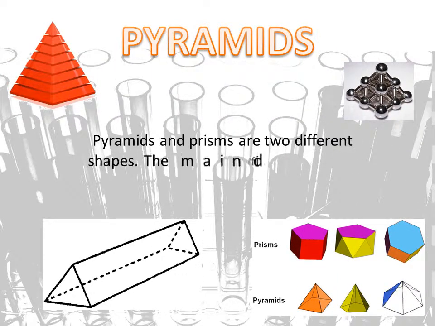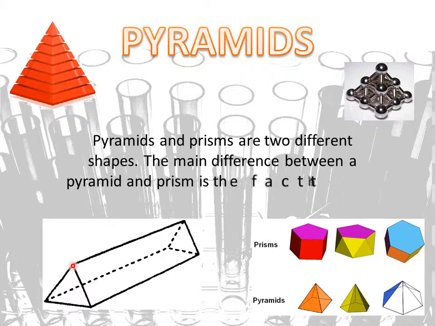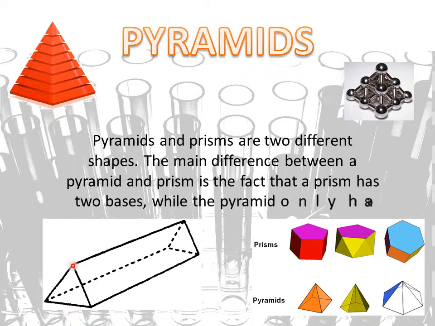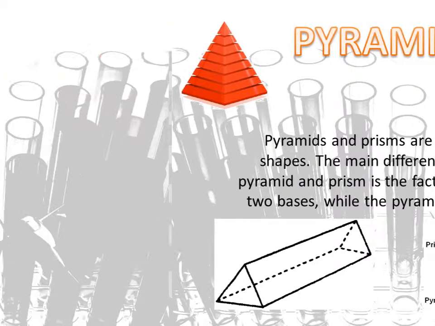Pyramids and prisms are two very different shapes. The main difference between a pyramid and a prism is the fact that a prism has two bases, a top and a bottom base, whilst the pyramid has only one base and an apex.